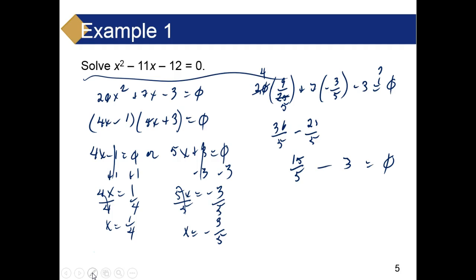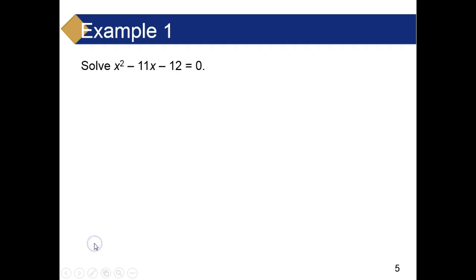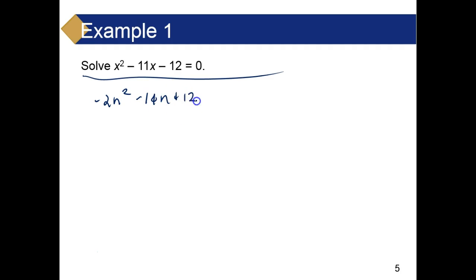Okay. All right. That was number 2. Let's look at number 3. So let's clear all that ink. Imagining it really was ink. Okay. This one is negative 2n squared minus 10n plus 12 is supposed to equal 0.